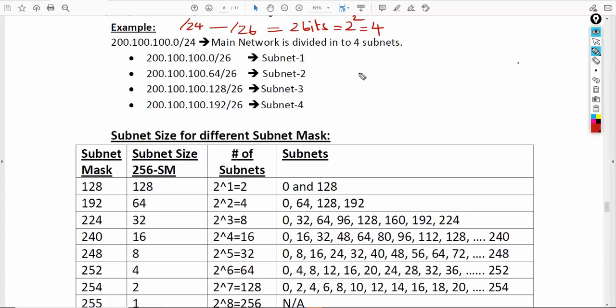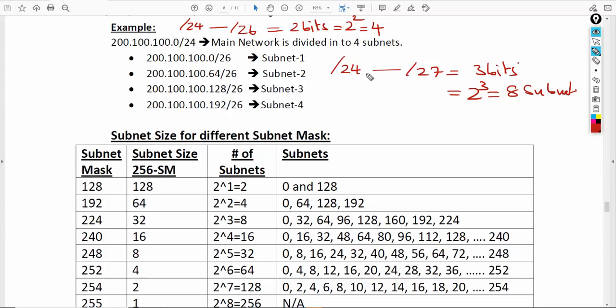4 networks. Same thing, if you want to move from 24 to 27, in this case you are borrowing 3 bits. So 2 to the power of 3 is 2 times 2 times 2. You are going to have 8 subnets. So depending on how many networks you want to create, you can borrow that many bits.